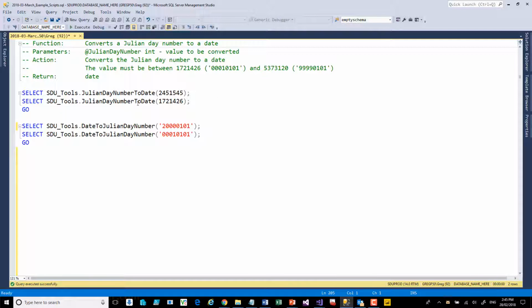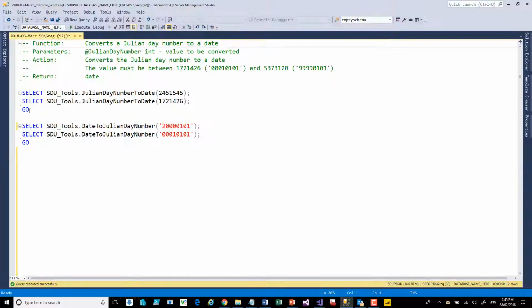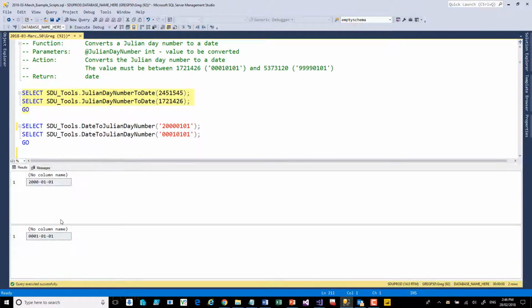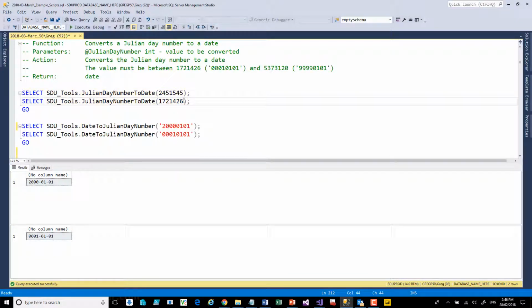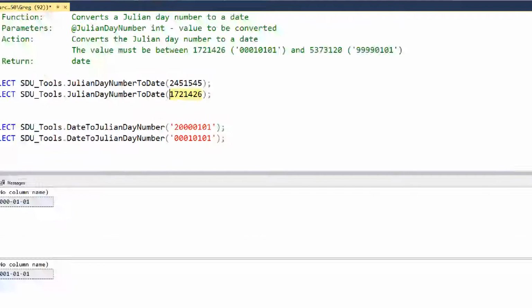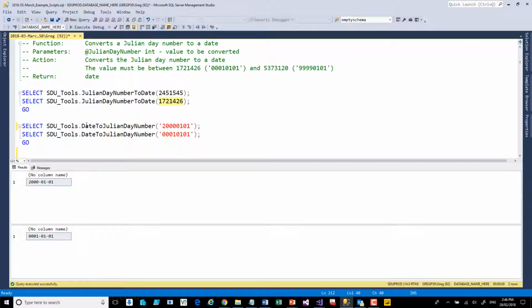some of these. And so, for example, if I look at a Julian day number here, we can convert that to a date. And so let's try that. And note that's 2000, 1st of January, and 01, 1st of January. In fact, that number there is the starting number for dates that we'll be able to work with in SQL Server. And so similarly, if we go the other way around, we have date to Julian day number.